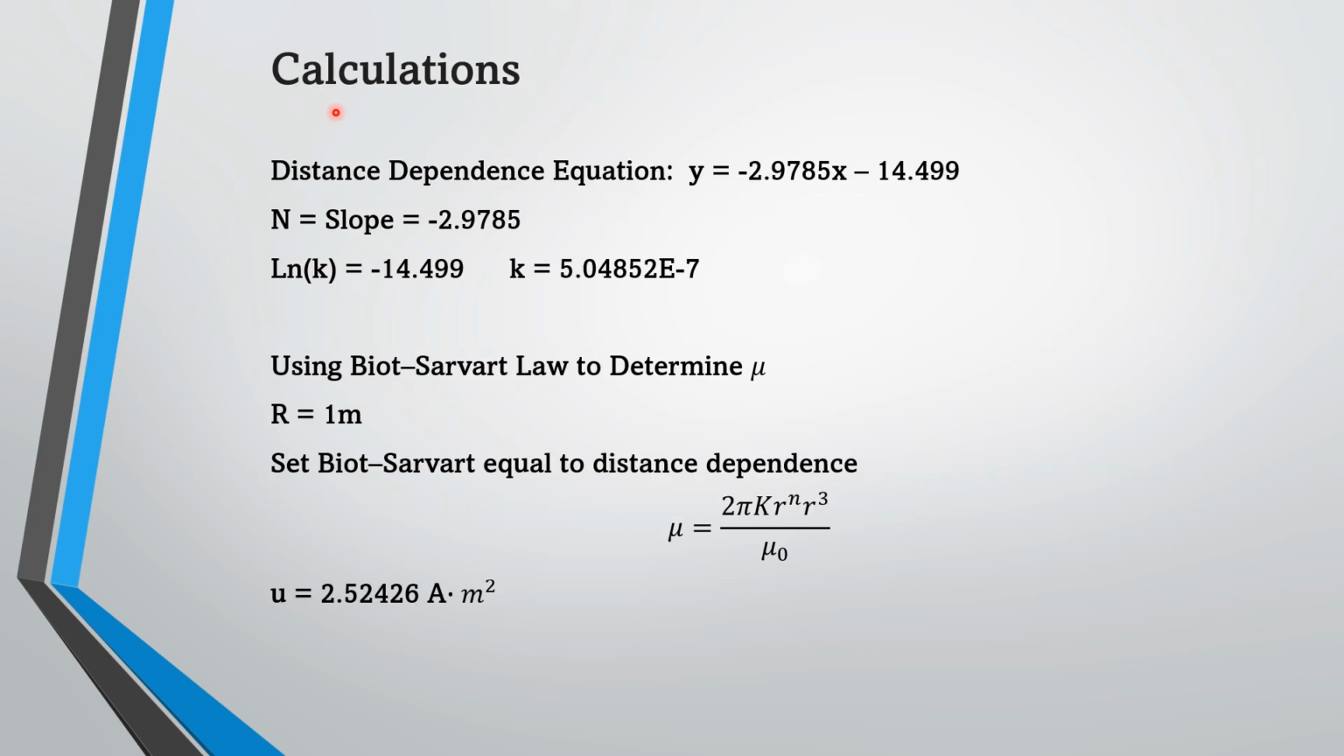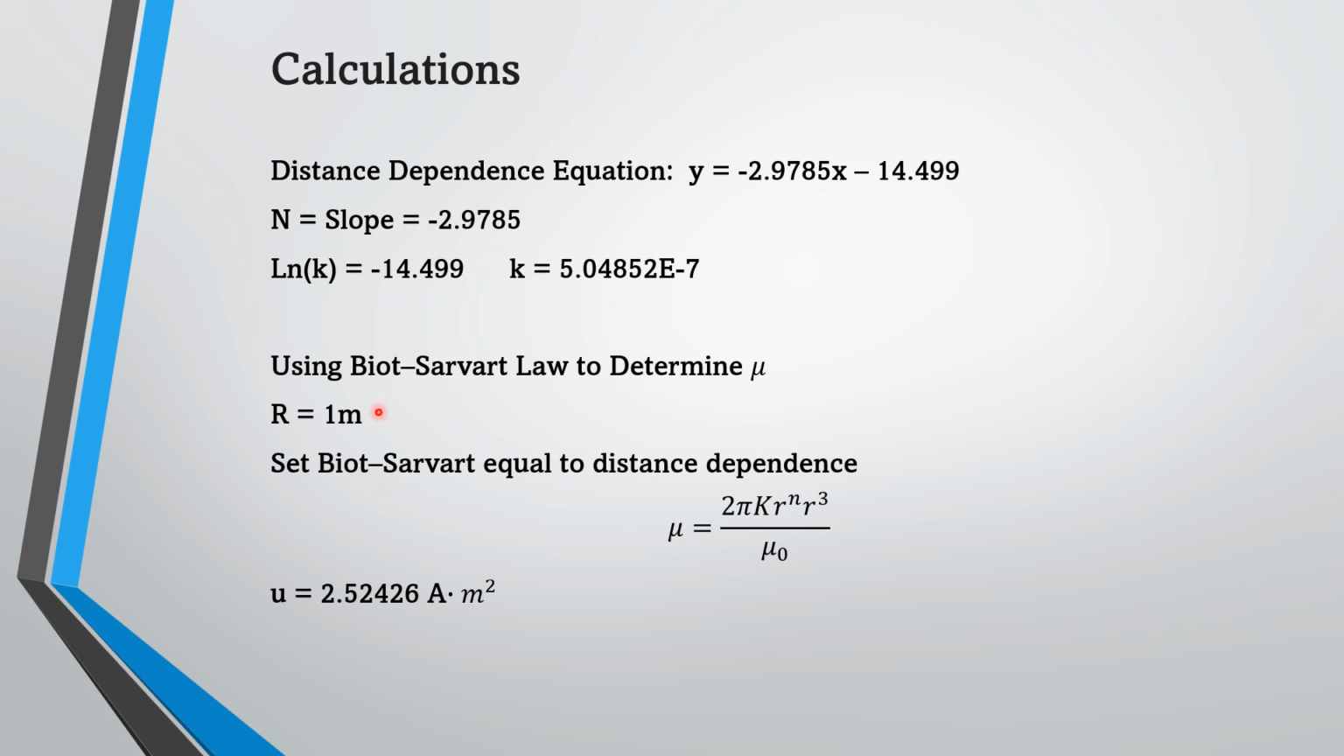Calculations throughout this lab. The distance dependence equation was y equals negative 2.9785x minus 14.499. N was equal to the slope, which was negative 2.9785. And to find k, we had to take the natural log of negative 14.499, and that gave us a k value equal to 5.04852 times 10 to the negative 7.